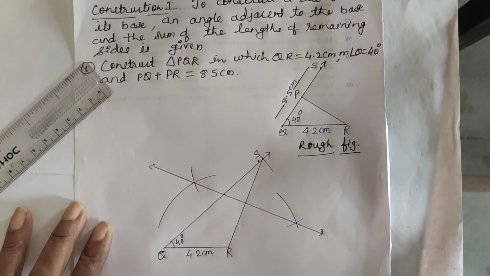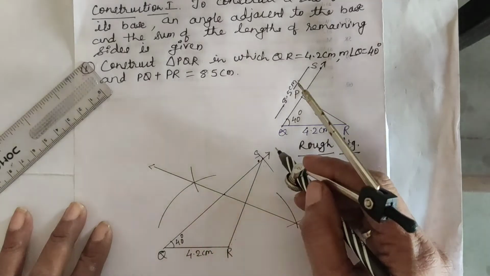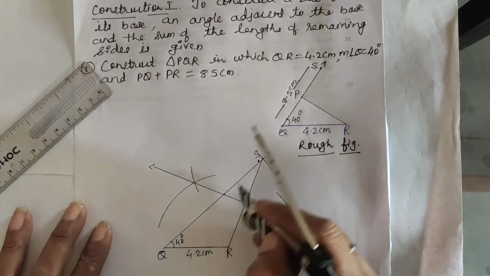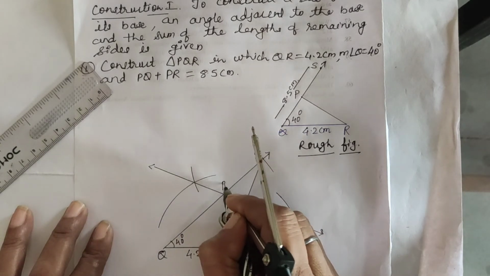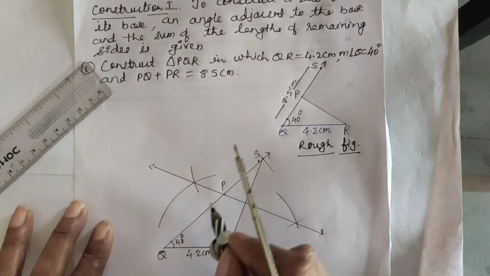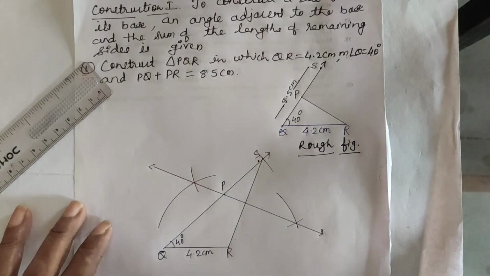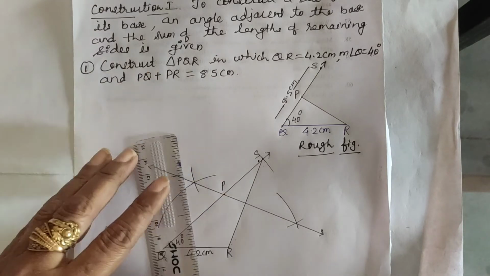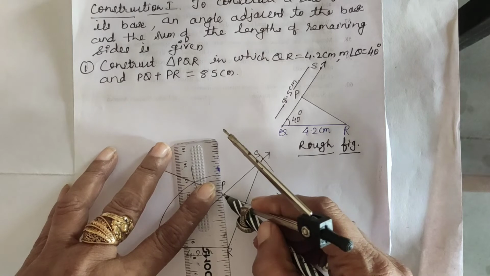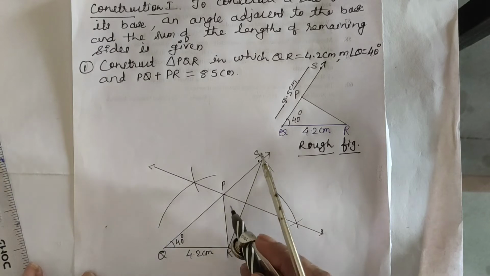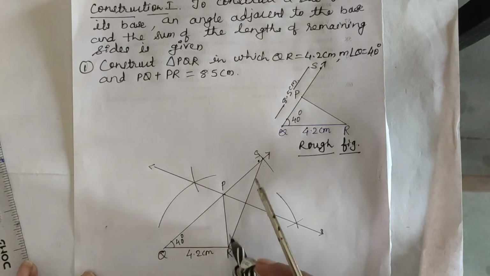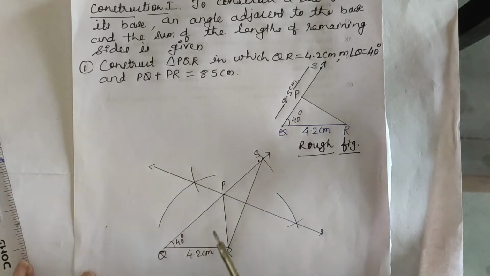Now name the point of intersection of this ray. This is the point of intersection of this ray. Here we give the name this as P. See children, this is the rough figure. This point is your P. Now what you have to do? Draw segment PR, means join this P with R, because we are constructing a triangle, and the triangle shape you know. If we will not join this P with R, you will not get a triangle. Okay, so this is the triangle PQR. This is the required triangle PQR.